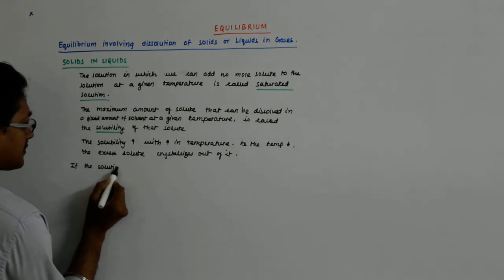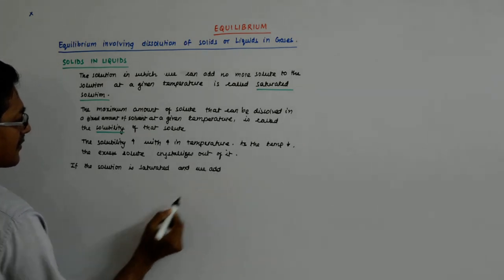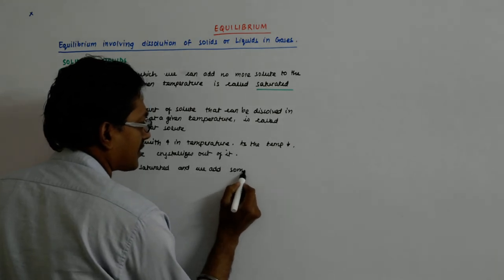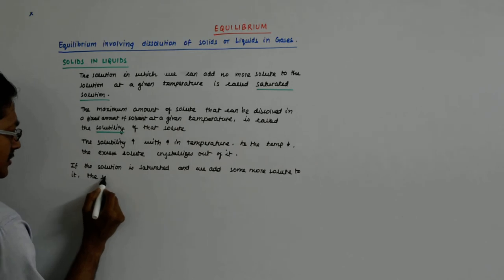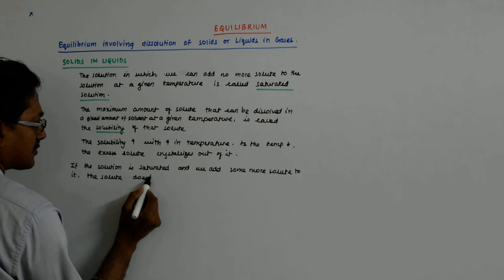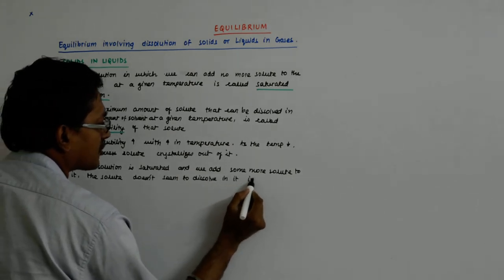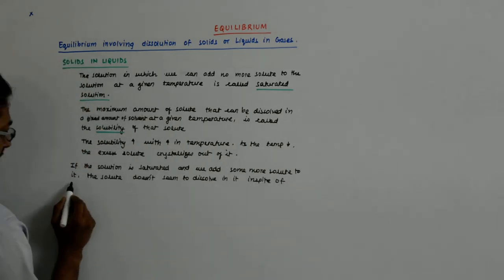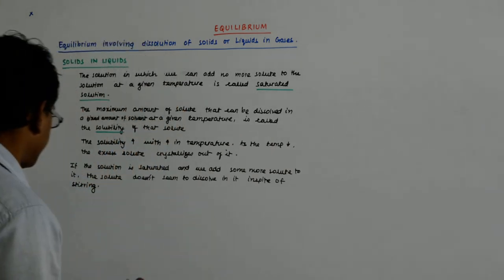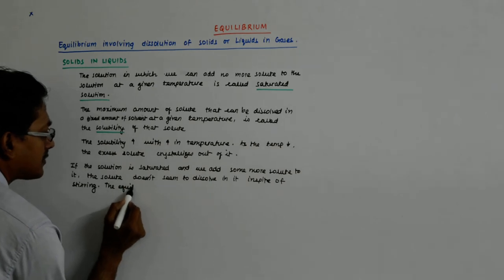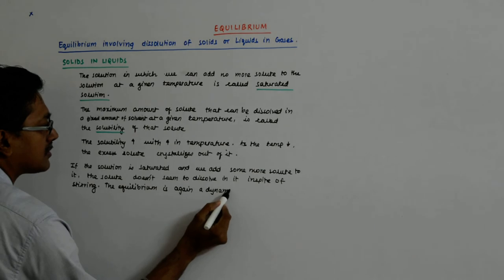If the solution is saturated, and we add some more solute to it, the solute doesn't seem to dissolve in it in spite of stirring. Okay. So what happens? The equilibrium is again a dynamic one. It is a dynamic equilibrium.